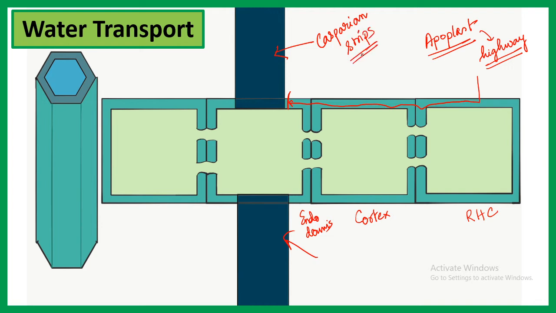Casparian strips do not allow the passage of water, and these Casparian strips are present in the cell wall of the endodermis cells. So cell walls are also not free of Casparian strips. At that point, the water flow comes and halts. Over here you cannot cross through the Casparian strips. It's not possible.